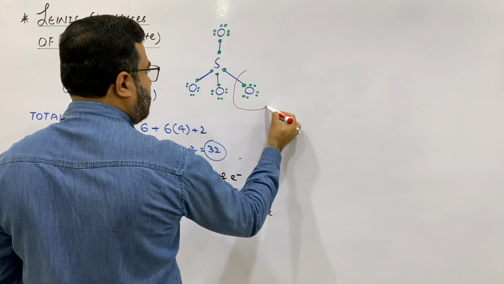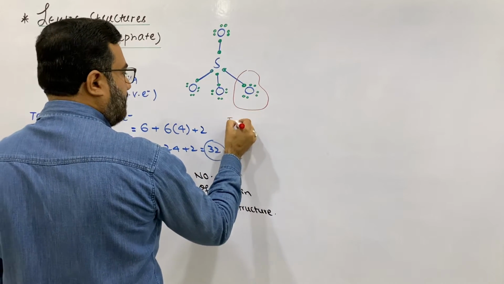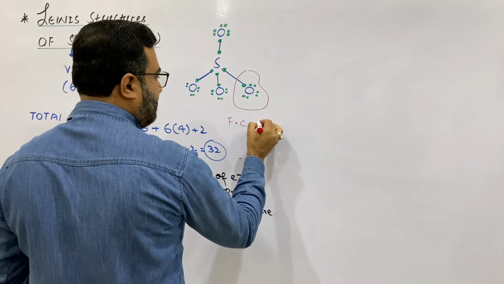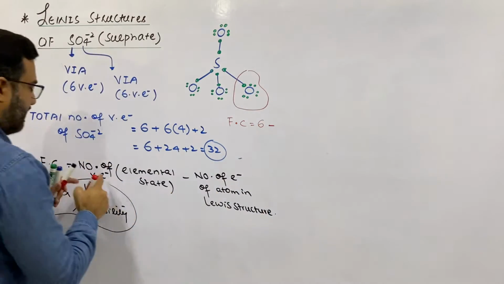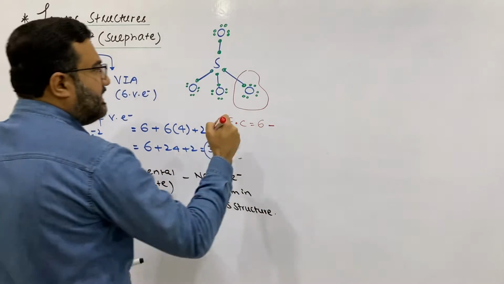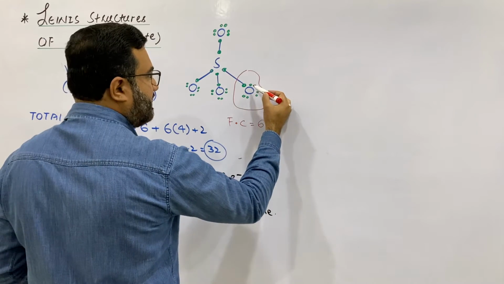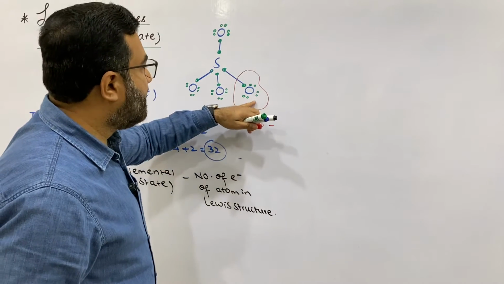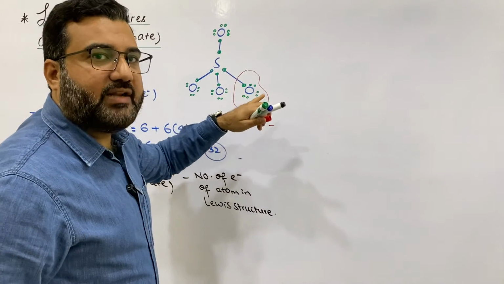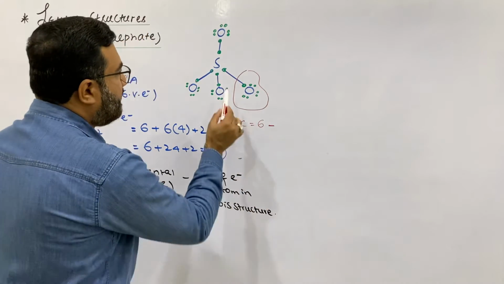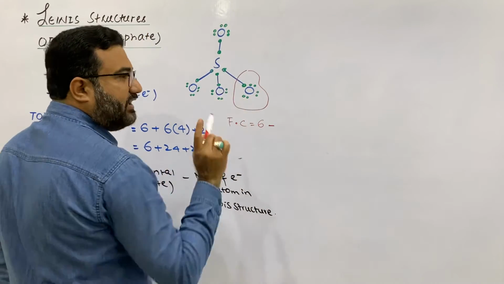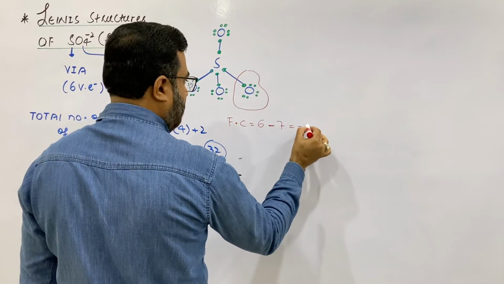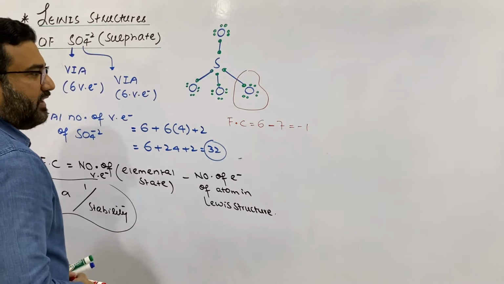Now, first of all, this oxygen. Formal charge is equal to: oxygen belongs to group 6A, so it has 6 valence electrons. The number of valence electrons in the elemental state is 6, minus how many electrons does it have in this Lewis structure? 1, 2, 3, 4, 5, 6, 7. While calculating the formal charge, the bonded electrons are equally distributed between the two bonded atoms. If there are two bonded electrons, then each atom will get one of those two bonding electrons. So it will have 7. Its formal charge will be -1.